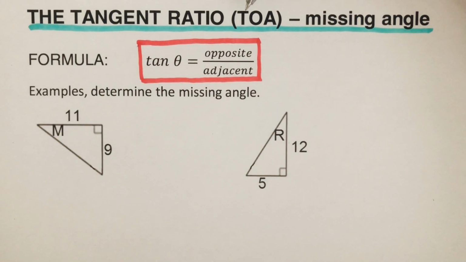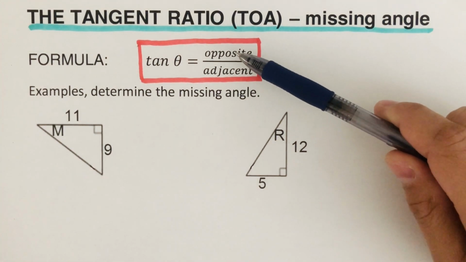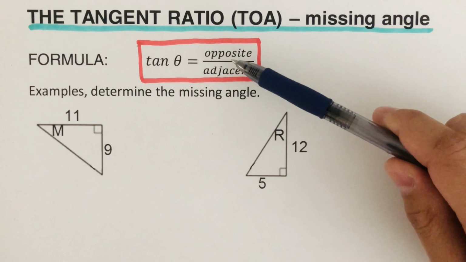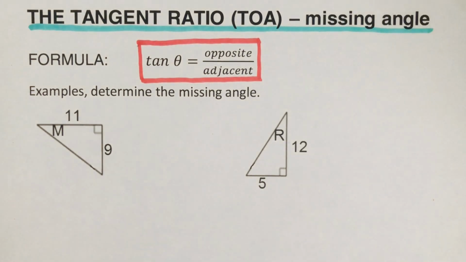So again, there is an acronym TOA here. This stands for tangent theta is equal to opposite over adjacent. There is another video that talks about how to determine if the side is opposite, adjacent, or hypotenuse. And I will put the link of that video in the description box below.